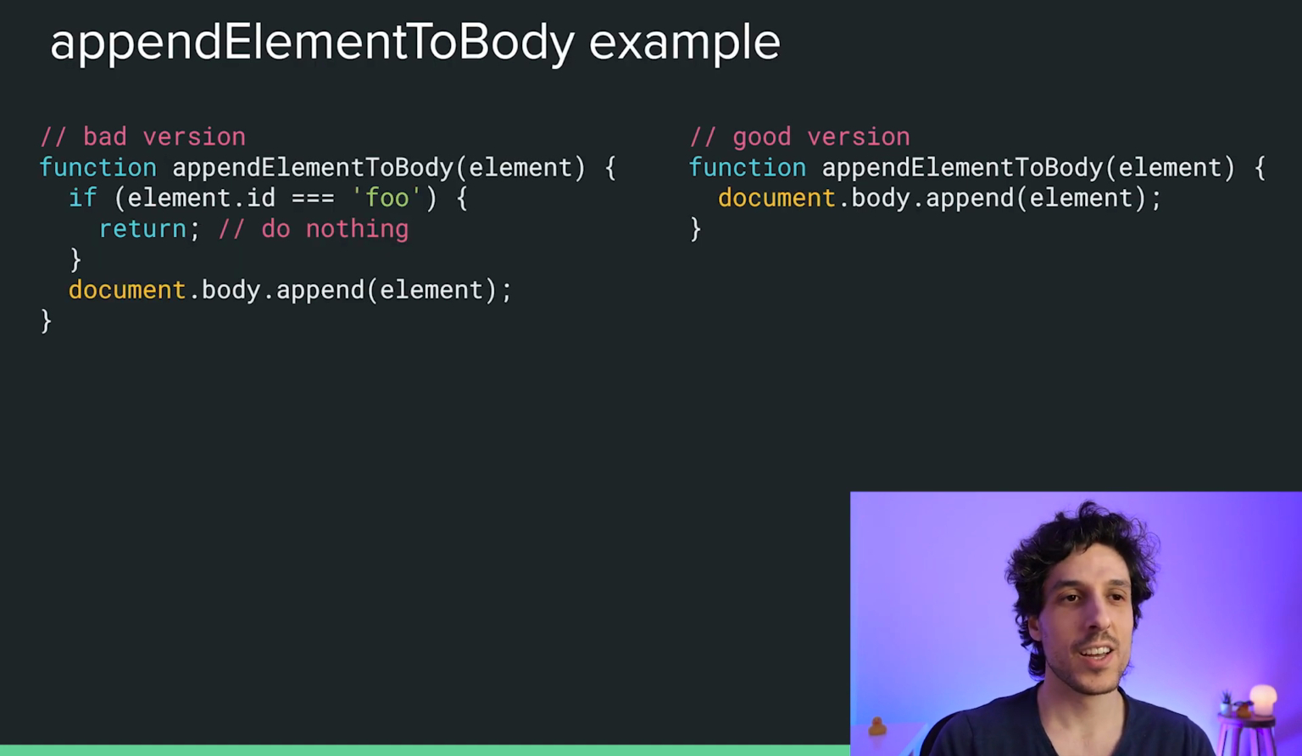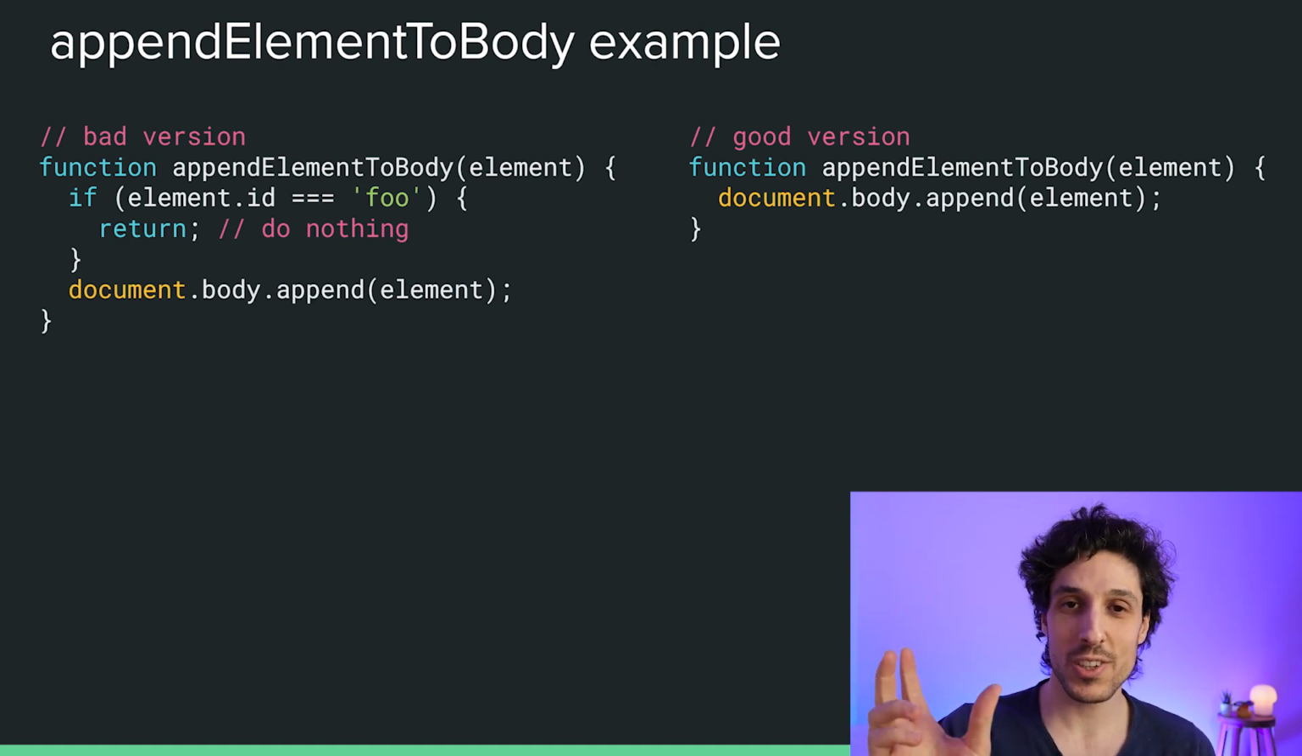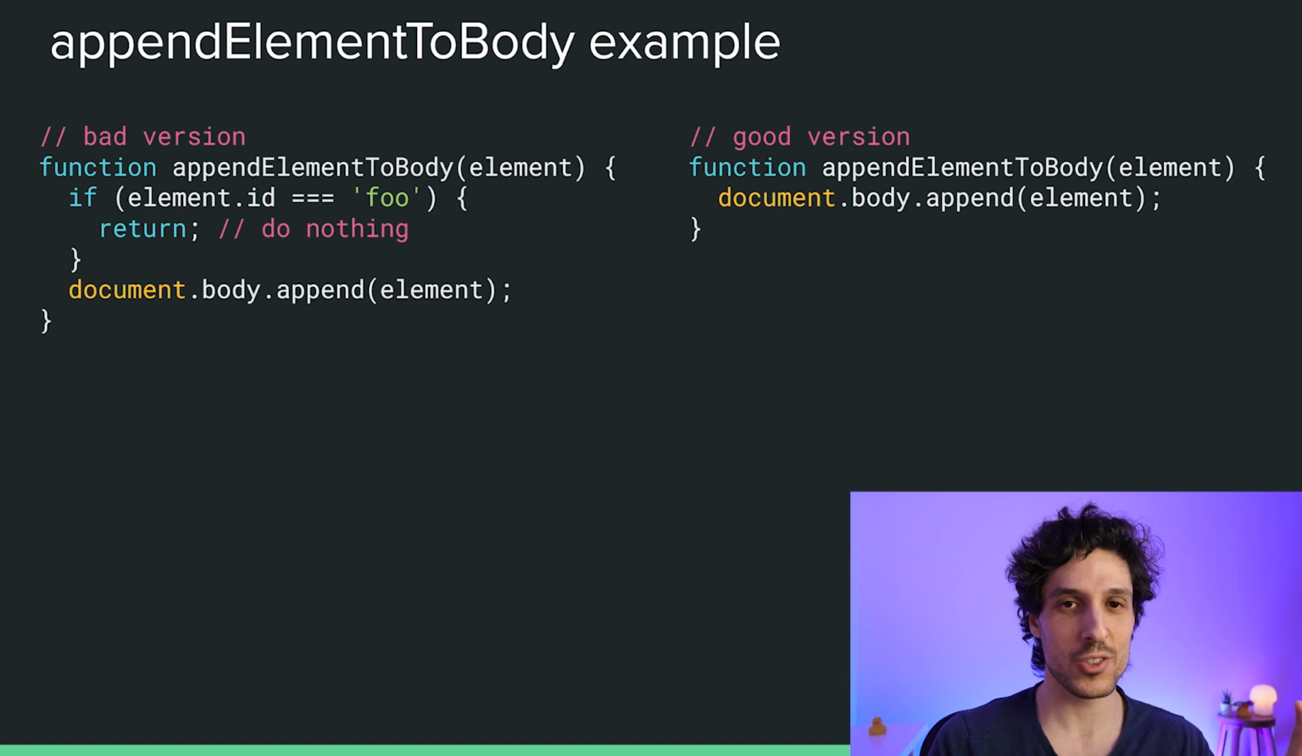Okay, so next, let's look at some functions that may seem more realistic. So the next one we're going to look at is appendElementToDOM. Okay, and here is the good version of the code. Here is the bad version of the code. Now, what's the problem here? So unfortunately, even though it may not seem like it, the bad version of the code can be quite bad because you just don't know what it does unless you look at the source code.